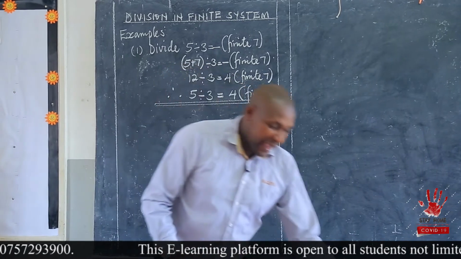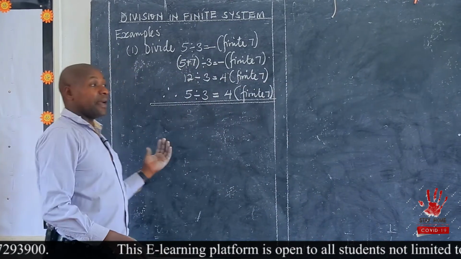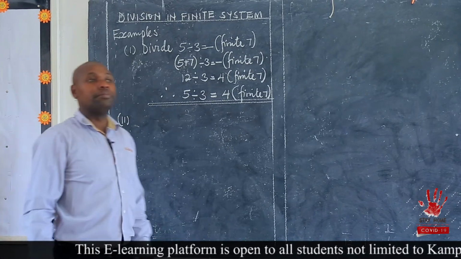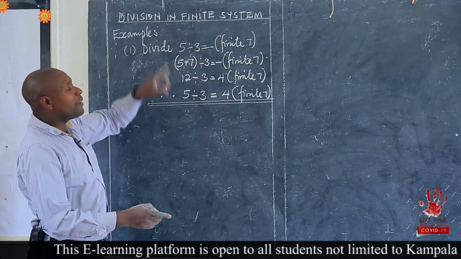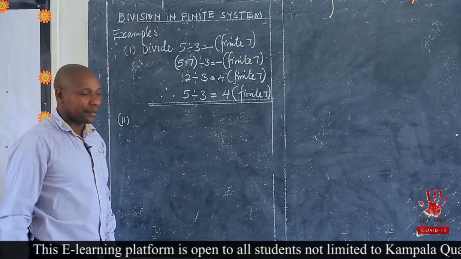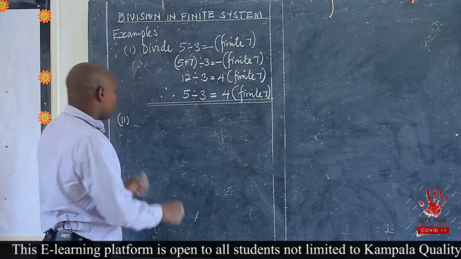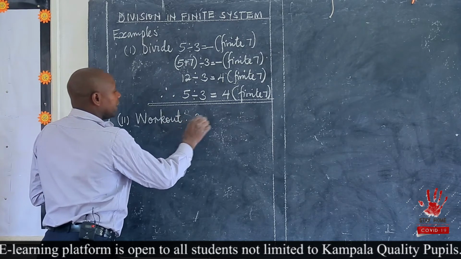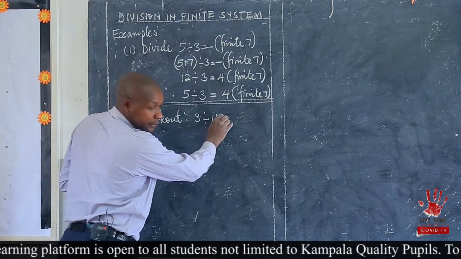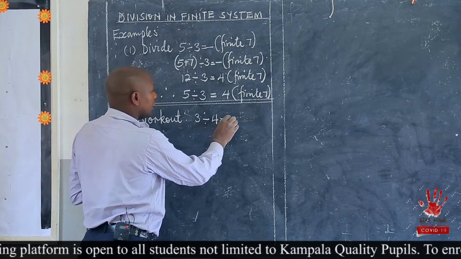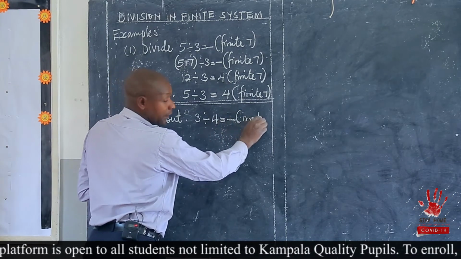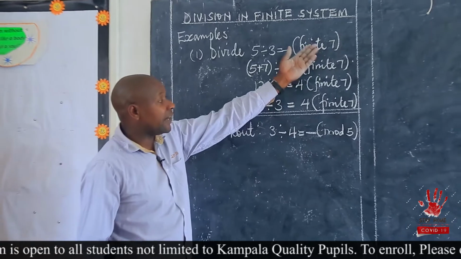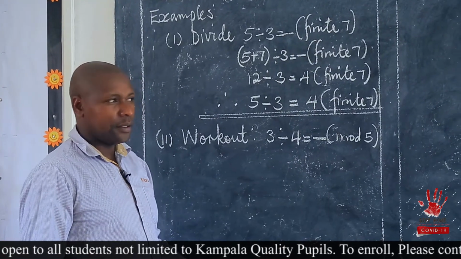In most cases, there are other methods that can be applied, but I'm going to apply the second method on the second example. Then you will go back to the first one and see whether you can apply the different method. So the next question is to work out 3 divided by 4 equals dash, and this is mod 5. Remember how I keep on changing finite, mod, clock, whatever. Don't get confused.